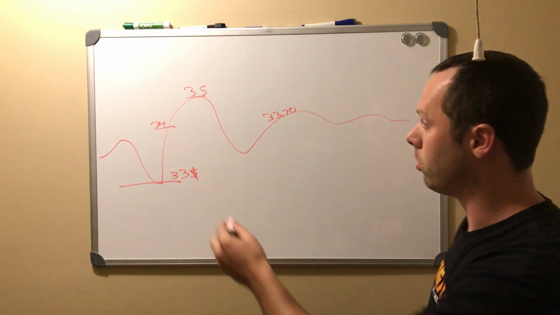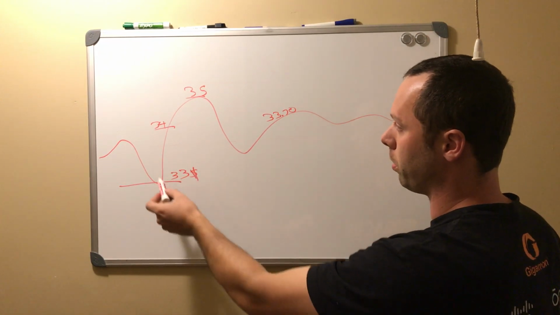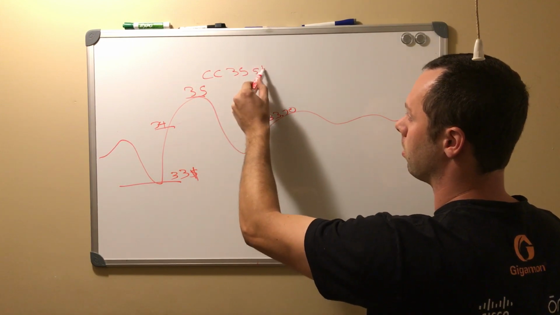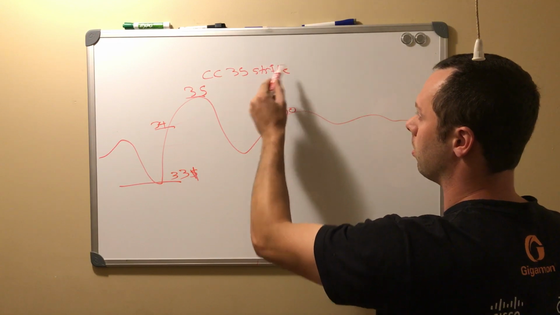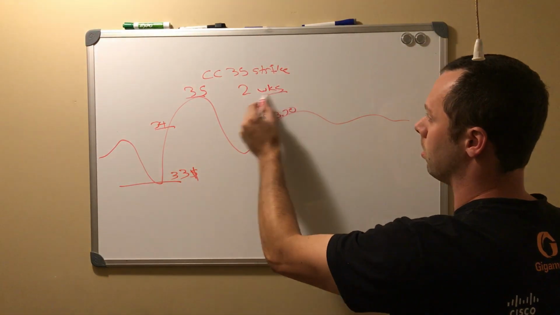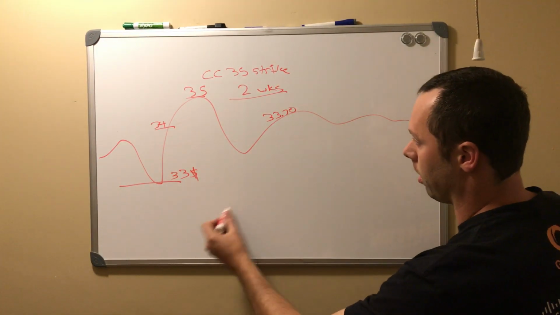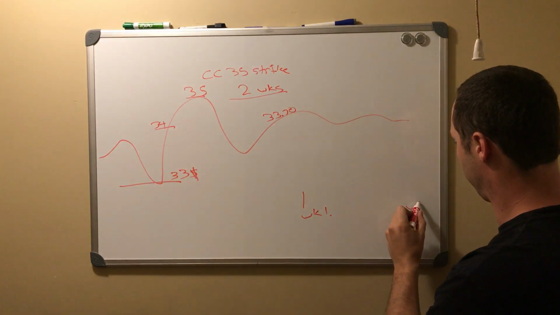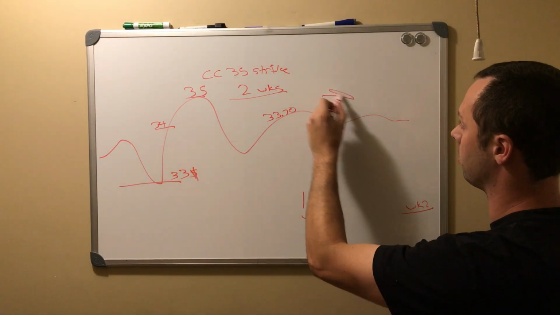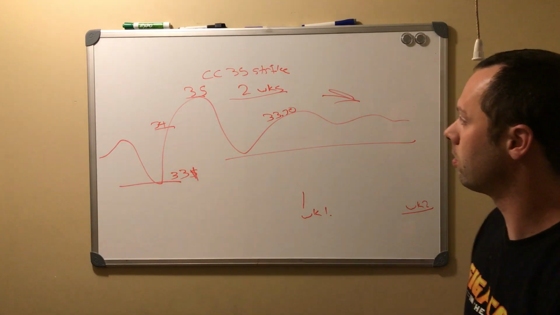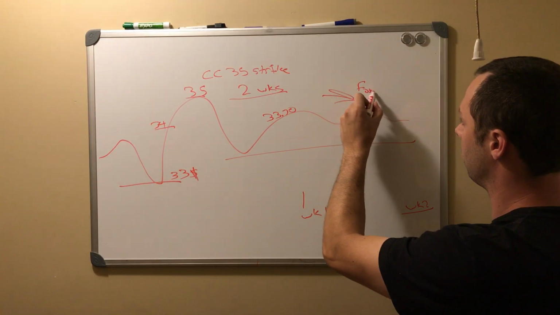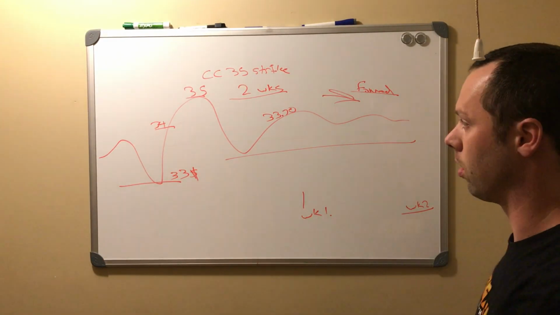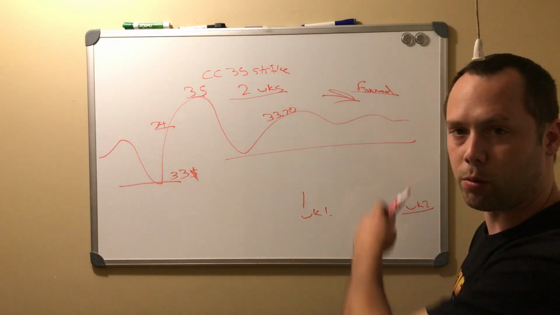So what we want to do is, let's say we bought it down here at 33, and we sold a covered call, 35 strike, 2 weeks. Okay? And here's our time. Here's week 1, here's week 2. So time is in this direction, and it's always moving forward. Any chart you look at, it's left to right, and the future is always to the right. That's how we'll measure it out.